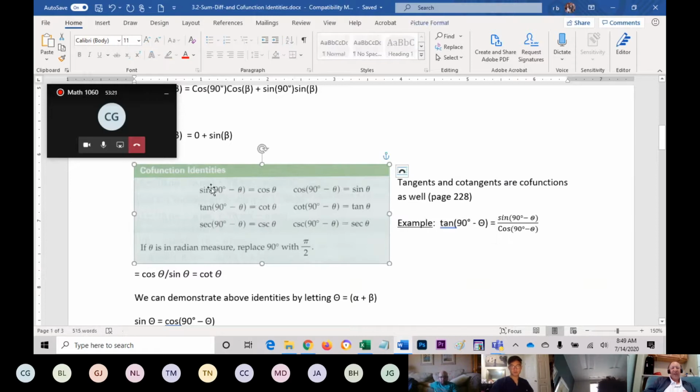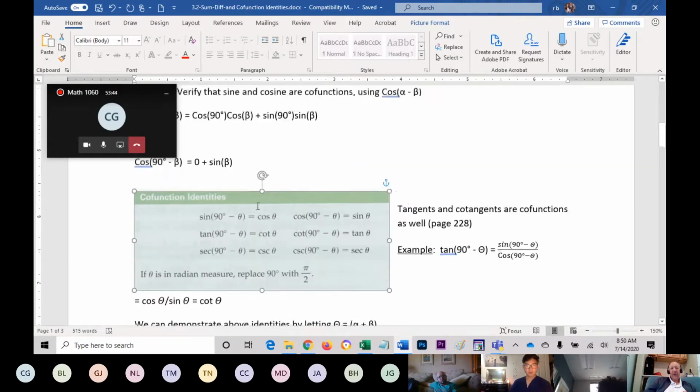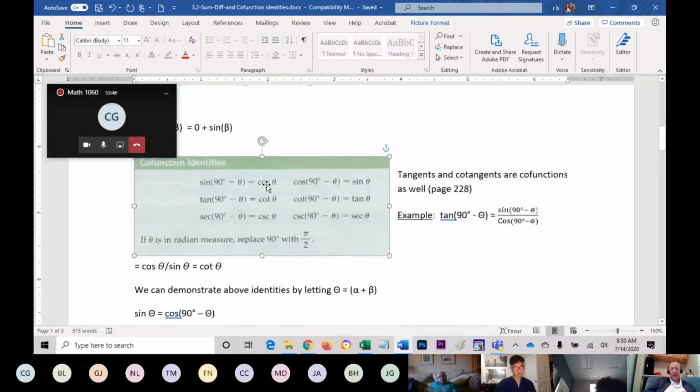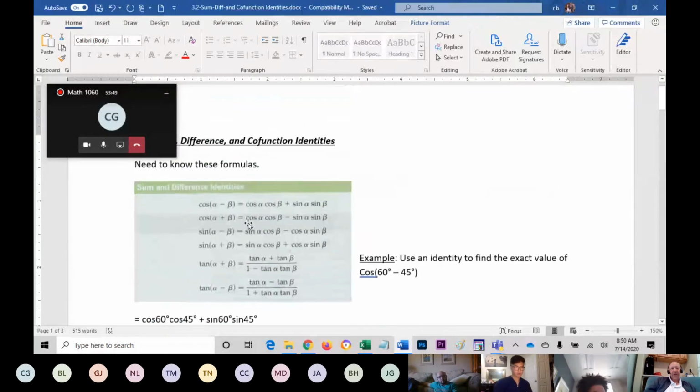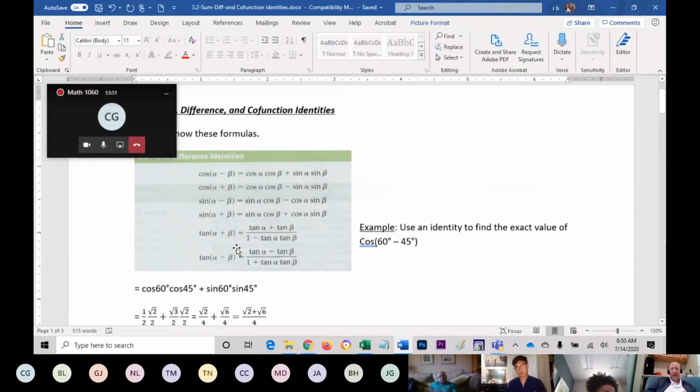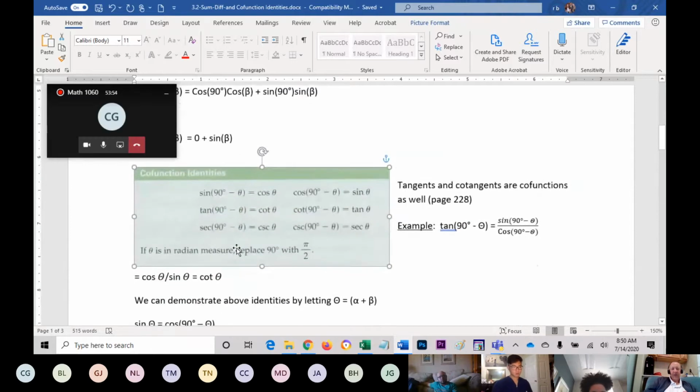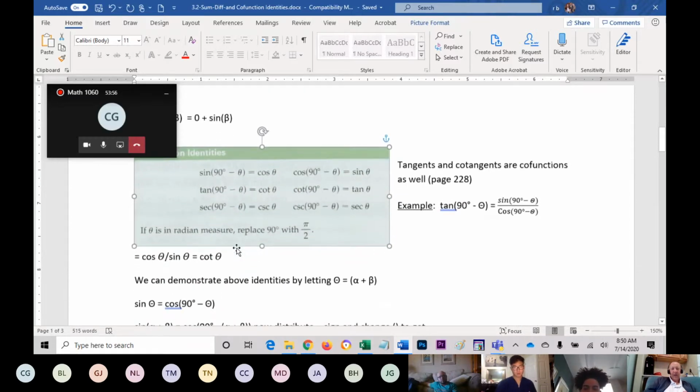So the cofunction identities: sine of 90 minus theta is the cosine. Cosine of 90 minus theta is the sine. Tangent of 90 minus theta is the cotangent. Cotangent of 90 minus theta is the tangent. Secant of 90 minus theta is the cosecant. Cosecant of 90 minus theta is the secant. Of course, instead of putting the 90s in there, you can use pi halves. So you've got the 6 cofunction identities to go with your 6 sum and difference identities. You'll definitely want to memorize that.